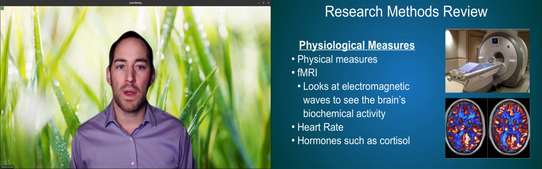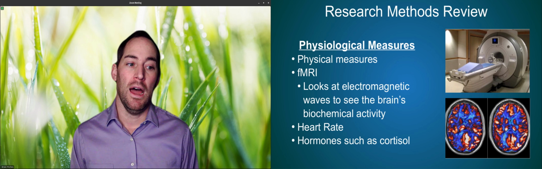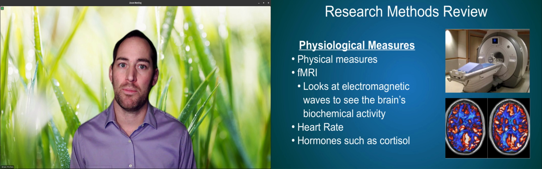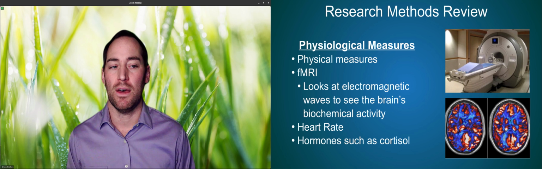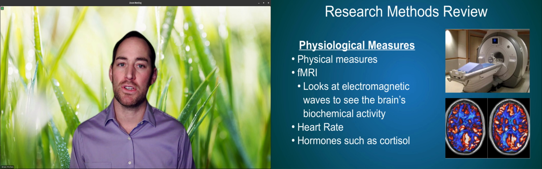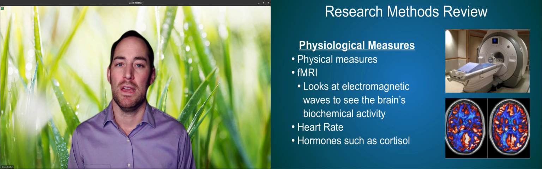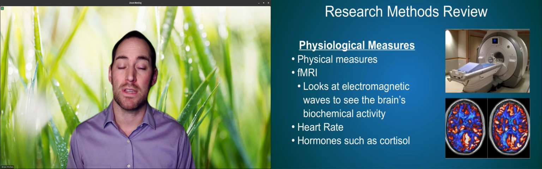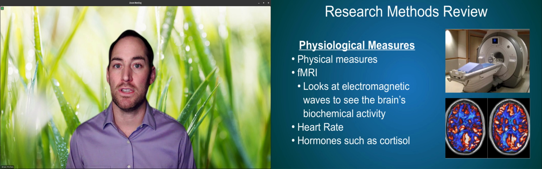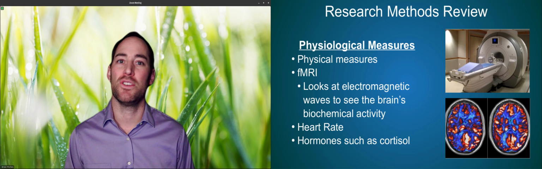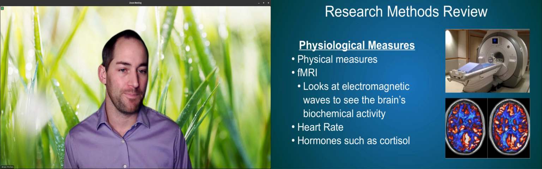fMRIs, heart rates, hormone levels, temperature, blood pressure, all these kinds of things, how much you're sweating. Those kinds of things are physiological measures, what your body is doing. And some of them are related to aspects of psychology. So if you're feeling really anxious, how hard is your heart beating, as an example.